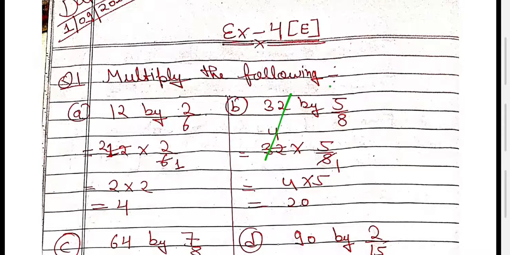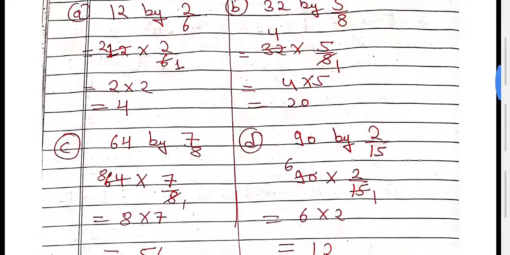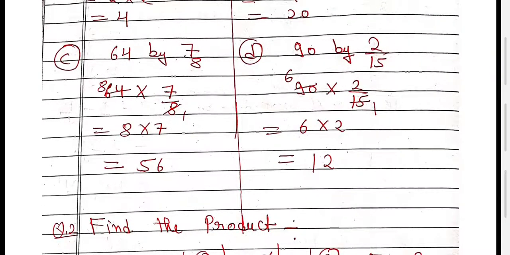Write 32 as it is. By, you have to convert by multiply. It is 5 by 8. Now 8 1s are 8, 8 4s are 32. What you get? 4 into 5, that is 20 is your answer. Now come on C part.